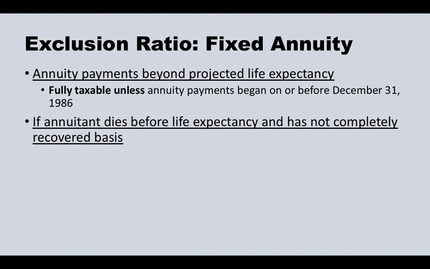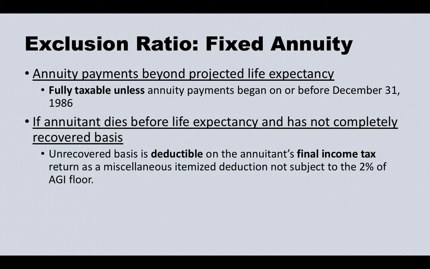Say you die within 10 years after you annuitize. What happens? The unrecovered basis is deductible on the annuitant's final income tax return as a miscellaneous item deduction, not subject to the 2% AGI floor. So basically, say your basis is 360, and after 10 years you still have 180 unrecovered. That 180 can be deducted on your final income tax return, so you won't pay tax on it. That's how they treat this.